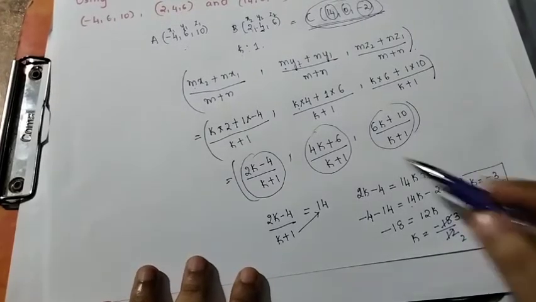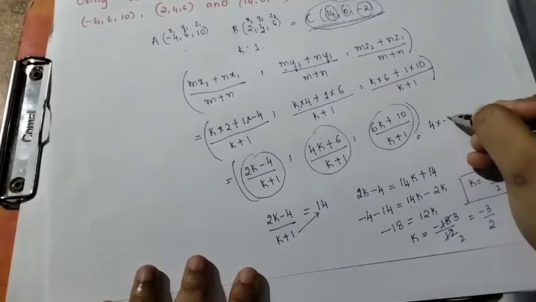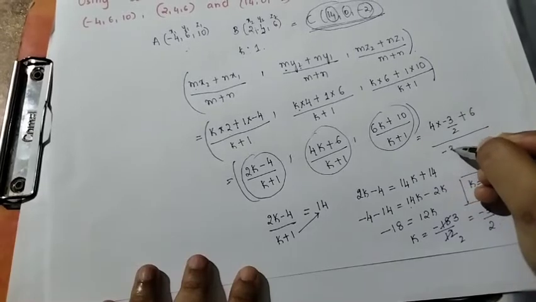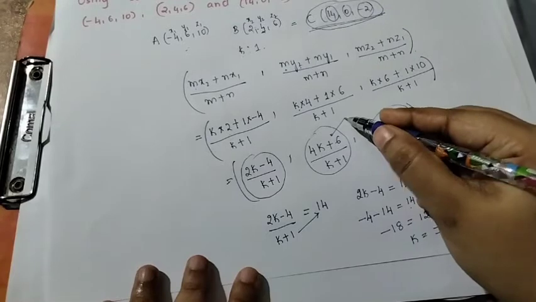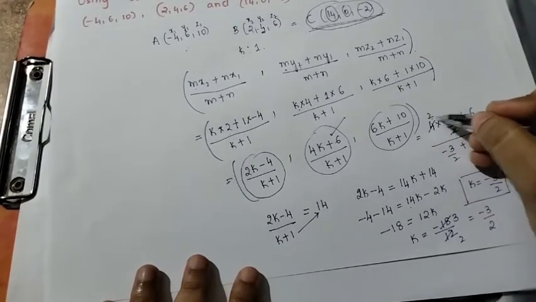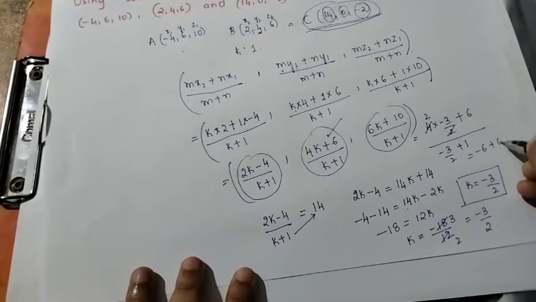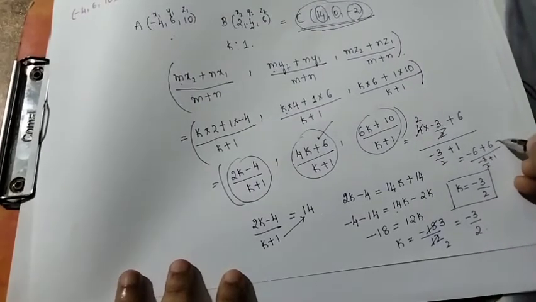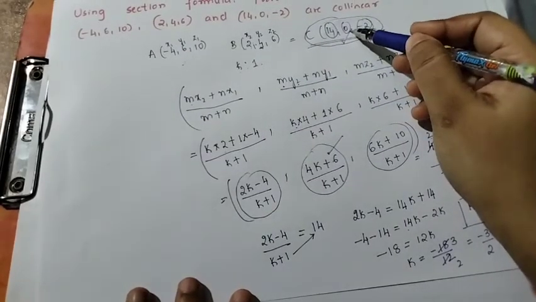So substitute the k value in these. First, 4 into minus 3 by 2 plus 6 divided by minus 3 by 2 plus 1. Okay, I am substituting in this unit. 4 into 2 1s are 2, 2 2s are 4. Minus 3 into 2 is how much? Minus 6, plus 6, divided by minus 3 by 2 plus 1. Minus 6 plus 6 is how much? 0. So you are getting 0, which is nothing but the second coordinate.